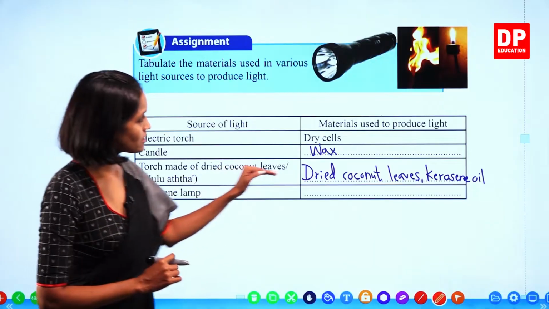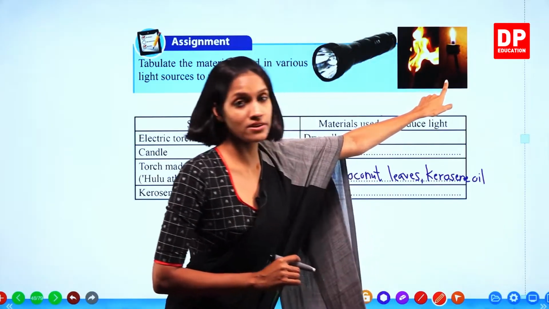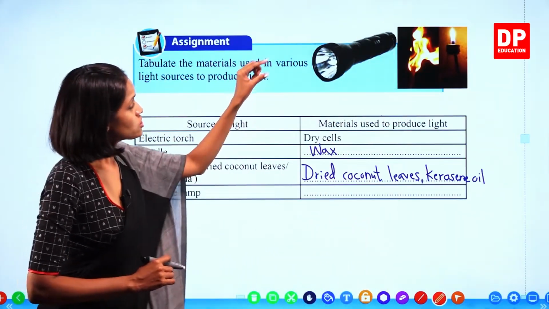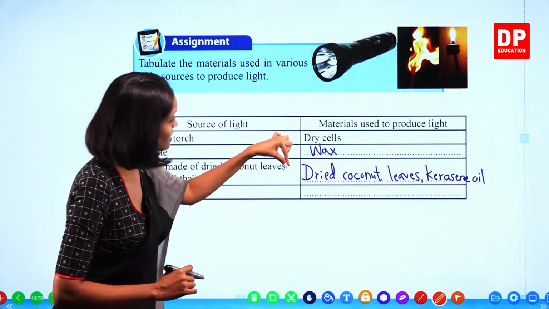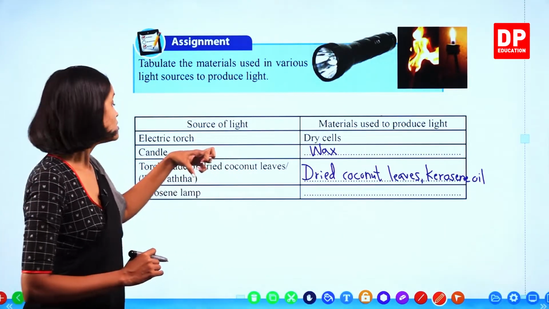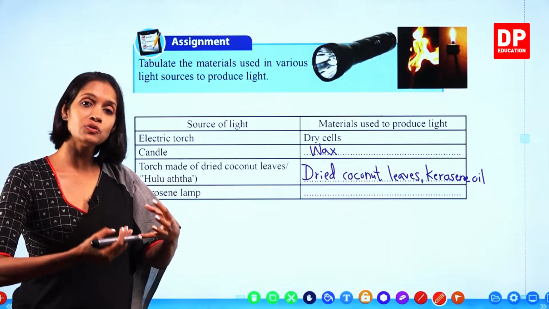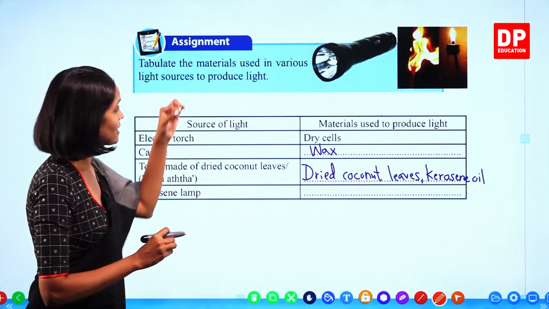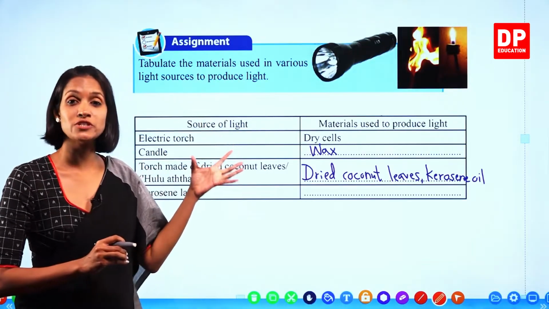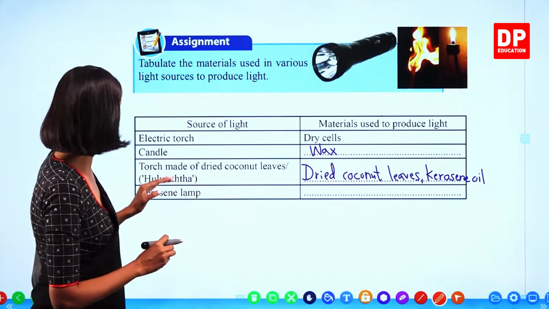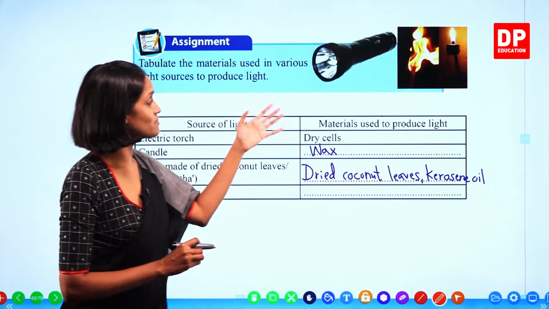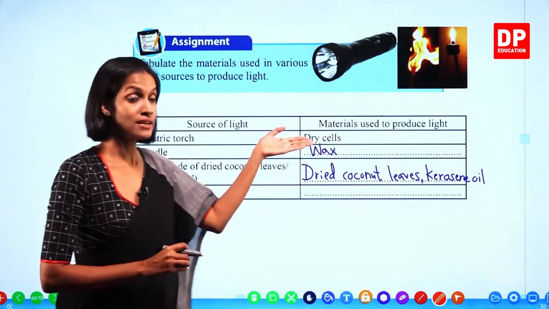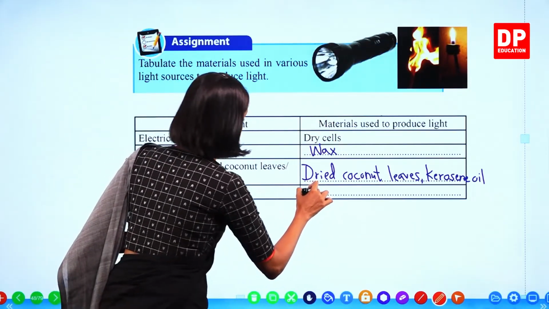And the last one, kerosene lamp. Here look at this picture given, it's a kerosene lamp. The wick is soaked in the kerosene oil, and so the kerosene oil can go up through the wick, right? So by burning the wick, we can obtain light energy. Right, children? So kerosene lamp, what are the materials used to produce light? They are kerosene oil.